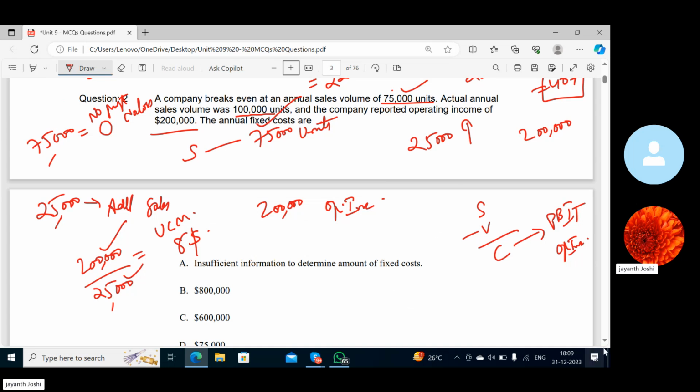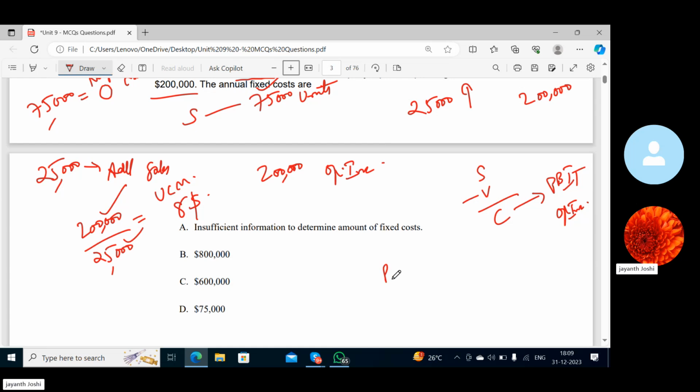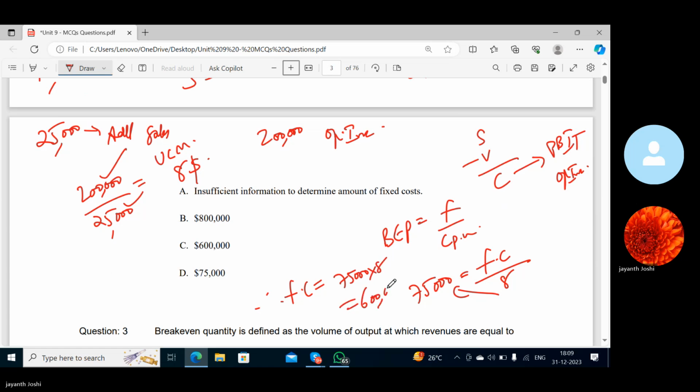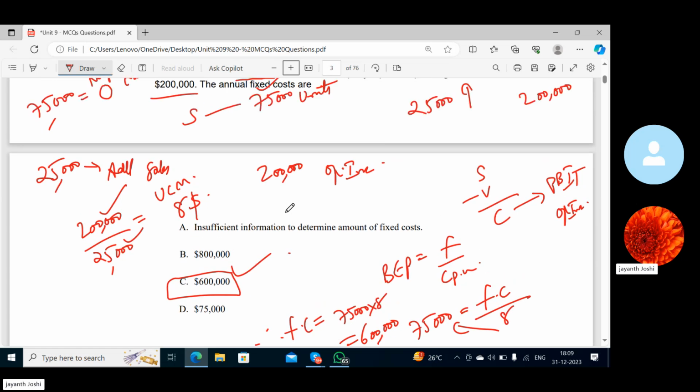Now they are asking us for the fixed cost. How will we find it? The formula for break even point is fixed cost divided by contribution per unit. The break even point is 75,000 units. We have to find out the fixed cost. The contribution per unit is 8. Multiply. How much? 6 lakhs. You want to note it down? Yes.